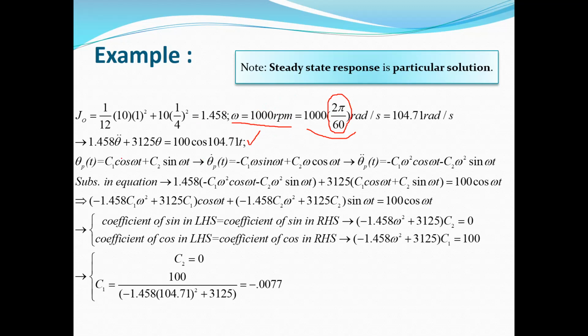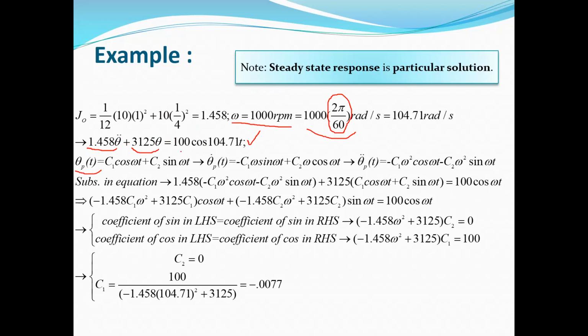If we wanted to extract the homogeneous solution, first we would need to obtain the characteristic equation, which was 1.458 alpha squared plus 3125 is equal to 0, and then we could solve this equation and obtain the homogeneous solution. But here we only need to obtain the particular solution, or the steady state response. So we consider the particular response, which is called theta p.